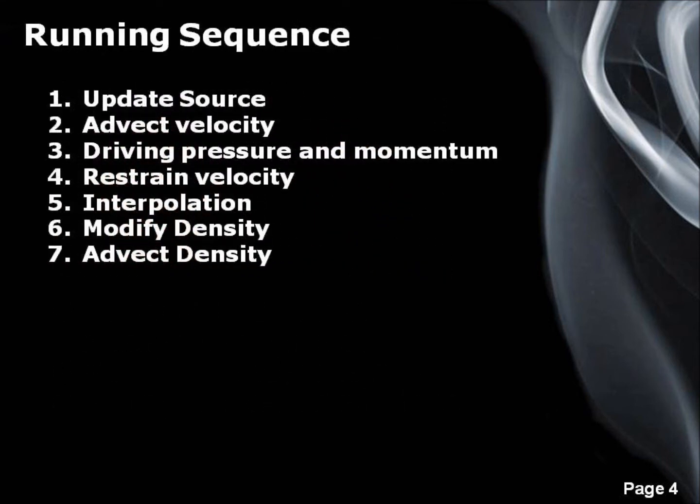In our system, we start with updating the source. Our source will only last for 20 frames. Then we advect velocity. Thirdly, we update velocity with driven pressure and momentums, and also restrain the velocity by the corresponding image parameter. Fourth, we interpolate position and density according to the image segmentation. Later on, we modify density according to the depth, and finally, we advect density.